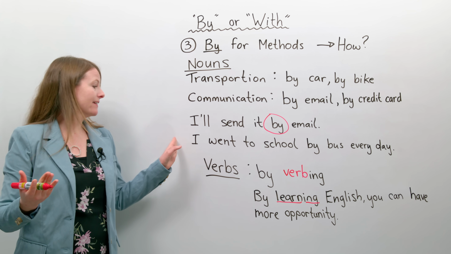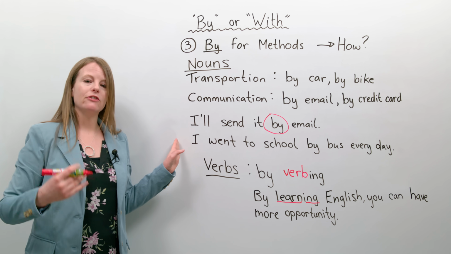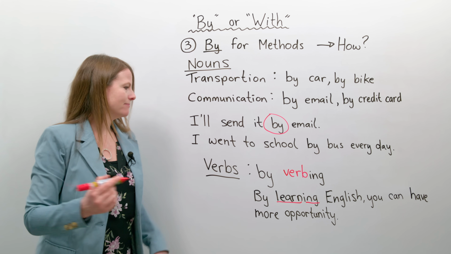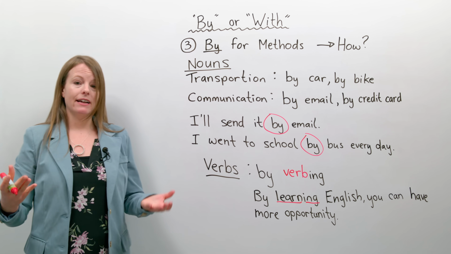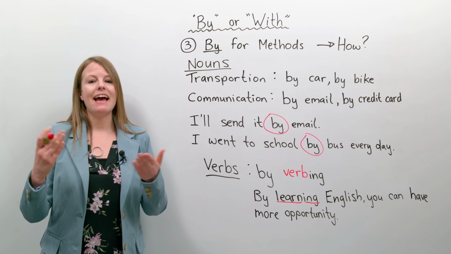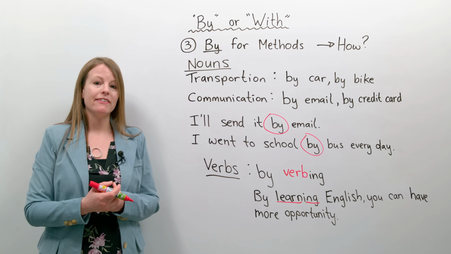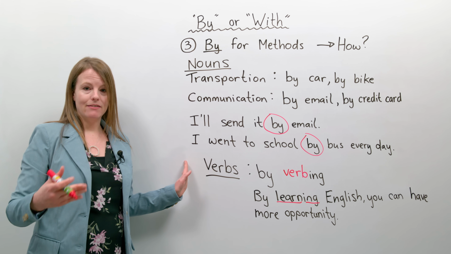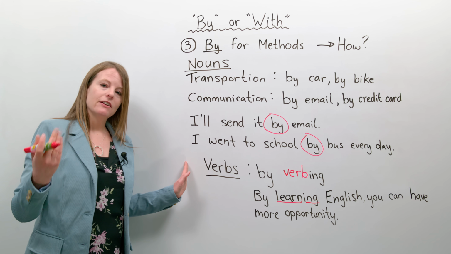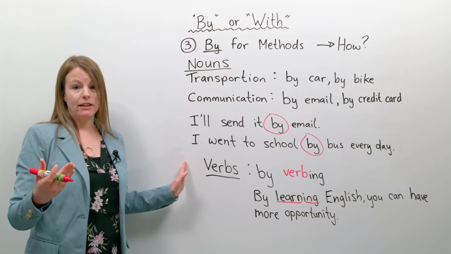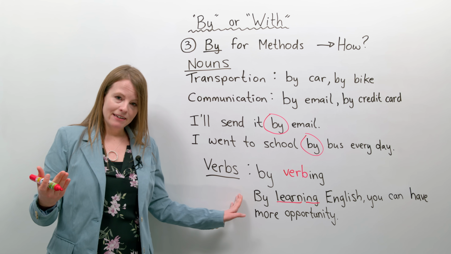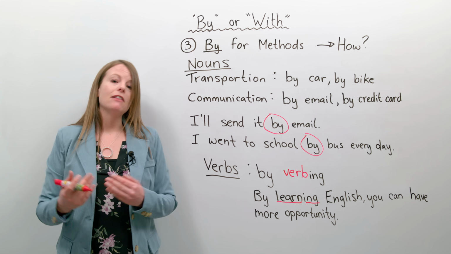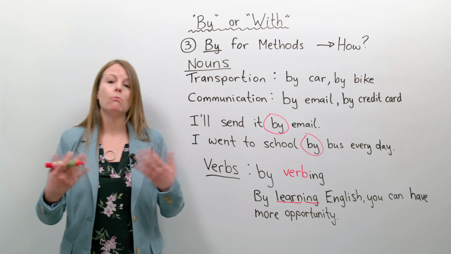I mentioned transportation. Here's an example for transportation. How did you go to school? I went to school by bus every day. Okay, so again, by in this case is answering how, specifically the method. We can also use by with a verb if it has ing on it. So I'll give you a great example that you might want to use. By, we have our verb learn, and then we have ing. By learning English, you can have more opportunity.